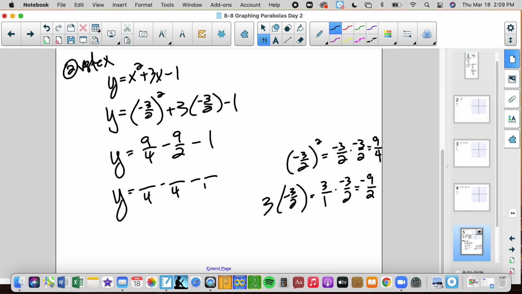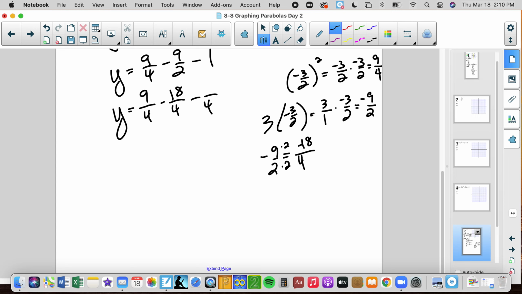Now we want to combine those, so we have to have common denominators. Common denominator of those would be fourths. 9/4 is already in fourths. When we convert -9/2 to fourths, -9/2 equals how many fourths? We're going to multiply it by 2. So we get -18/4.